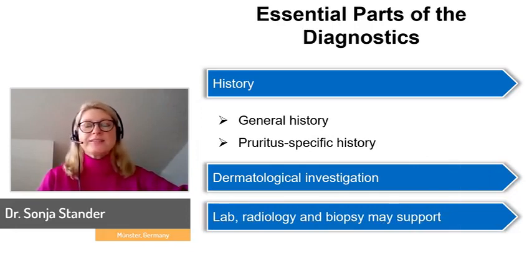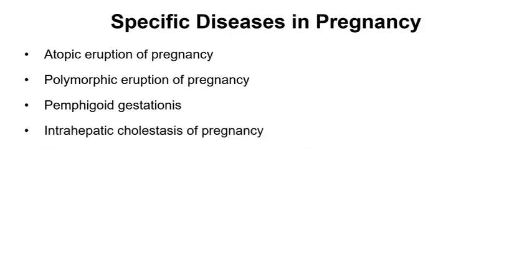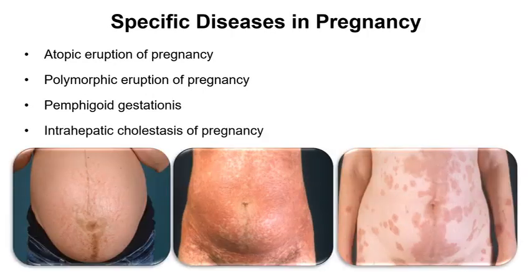General history is essential. Yeah, asking the patient when did it start, and when the patient tells you, yeah, it starts when I become pregnant, you already have the diagnosis. Sometimes it's as easy as that. Here are the specific diseases in pregnancy which lead to severe pruritus. We have atopic eruption of pregnancy, polymorphic eruption of pregnancy, pemphigoid gestationis, and nodular dermatosis, but important to know, intrahepatic cholestasis of pregnancy leading to severe pruritus on primarily normal skin.